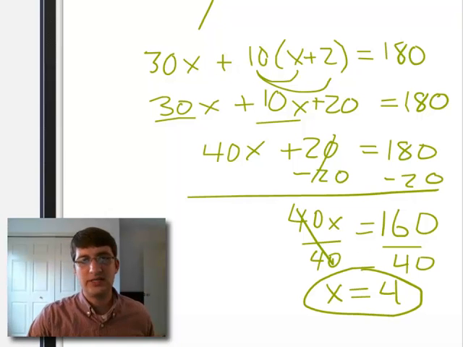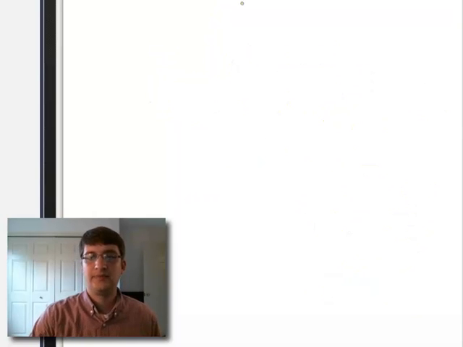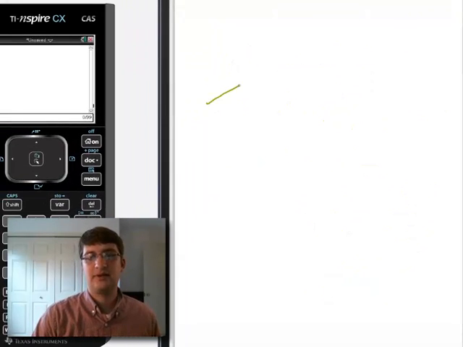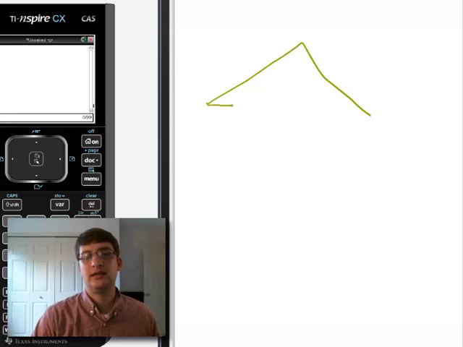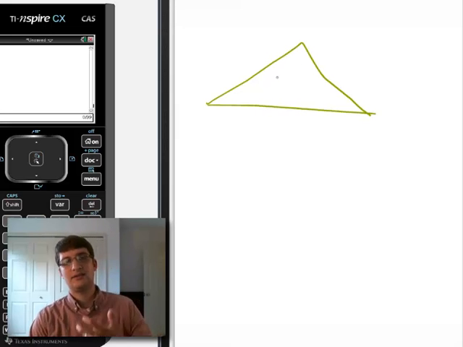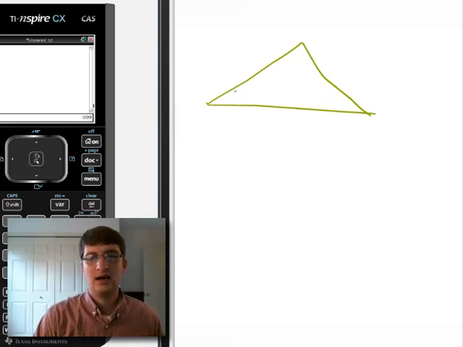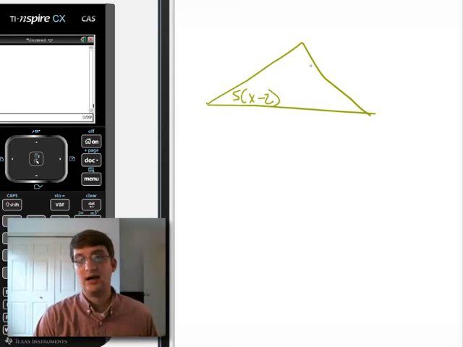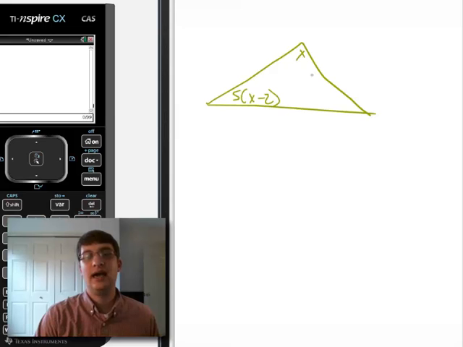Let's just do one more example with the triangle sum theorem. So I have a triangle here. It doesn't really matter what that triangle looks like. I just know that there are 3 sides, 3 vertices, and I know the following about these angles. This angle is going to be 5 times the quantity x minus 2. This angle is just going to be x, and this angle is just going to be 4x.